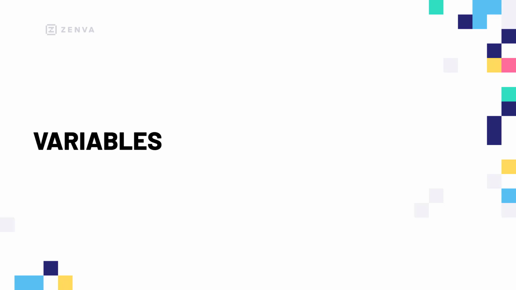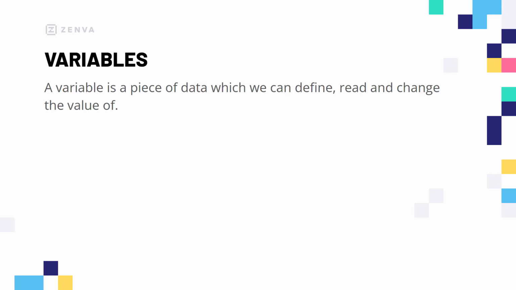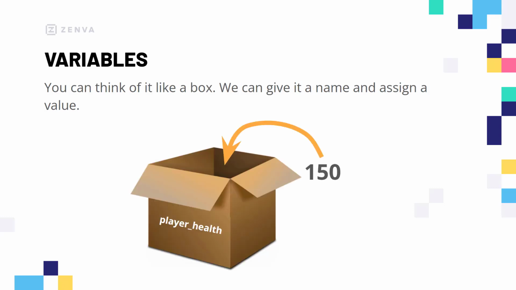Hey everyone, in this lesson, we are going to be exploring the coding concept of variables. Now, a variable is essentially a piece of data which we can define, read, and change the value of. Okay, so how does this work? Well, you can think of it sort of like a box, okay?